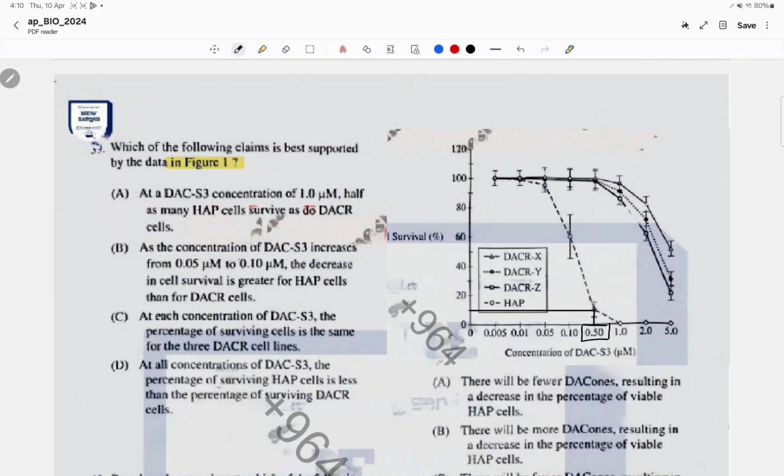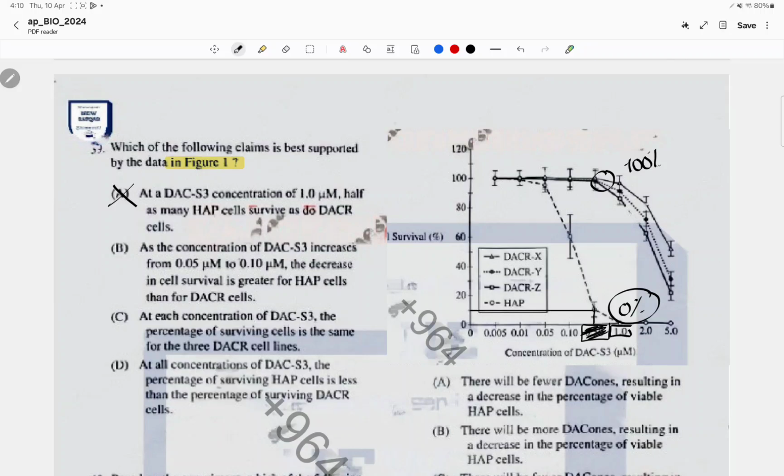Okay, so here basically, forget that. Half as many HAP survive as the DACR. Let's look. At 1, the DACR, no, because the DACR are all at almost 100%. But here at 1, the whole HAP died. 0% lived, basically. So no, it's not true.